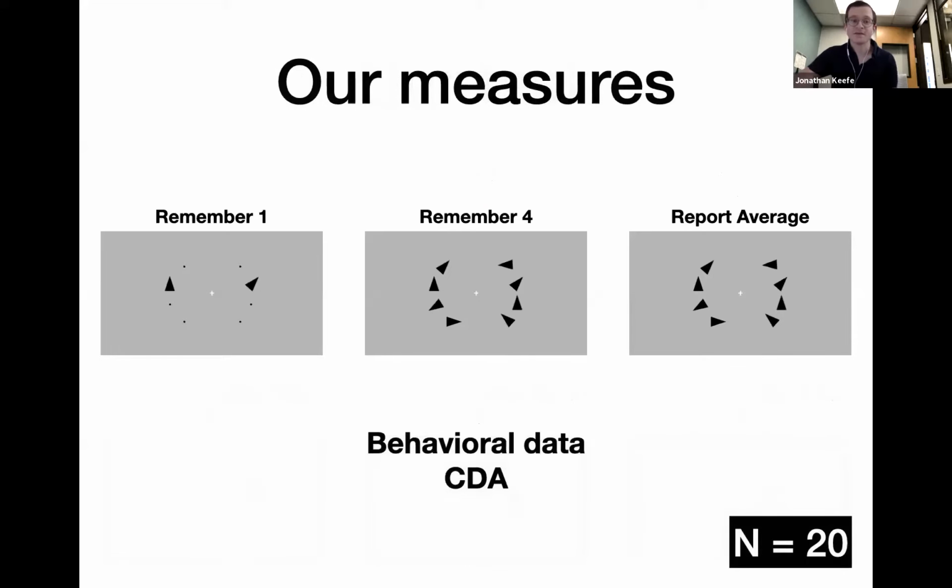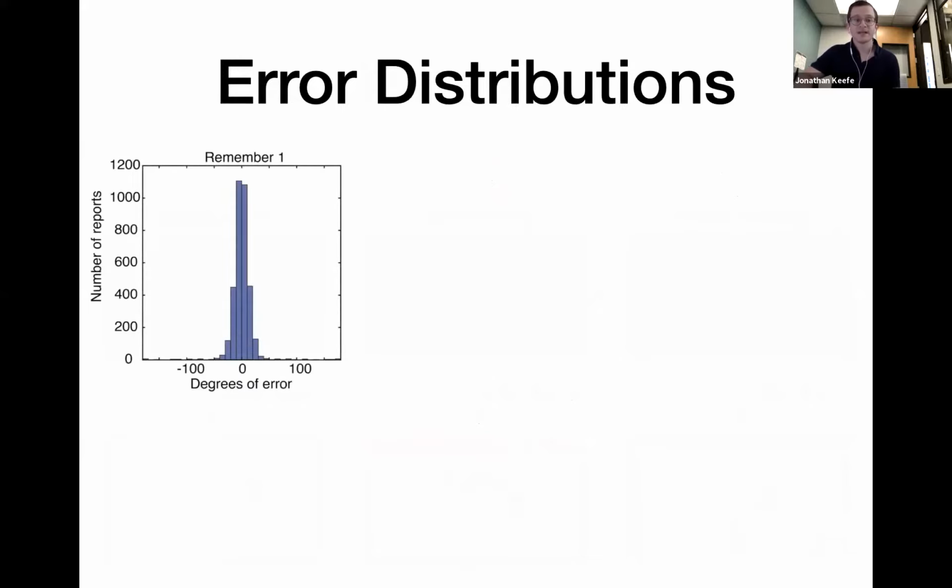Now, from this design, we collected behavioral data indicating how subjects did the task, how well they did on the task, as well as CDA data indicating how much information they were holding in memory. And we'll start by looking at behavioral data, beginning with the error distribution in the remember one task. Here, the x-axis is degrees of error from the probed orientation, and the y-axis is the number of reports. We see that responses were fairly accurate and precise in this task, as you would expect, given that subjects were just remembering one item. But now we'll plot the other two tasks.